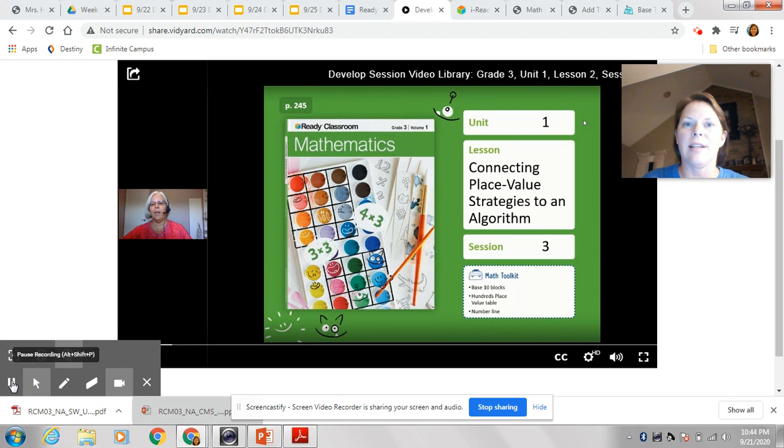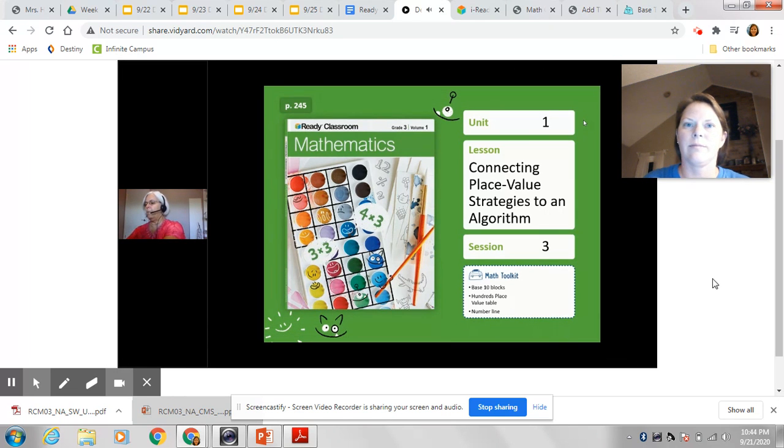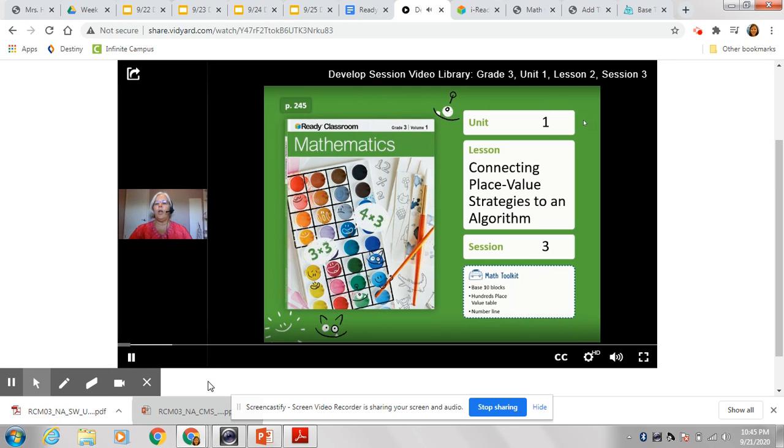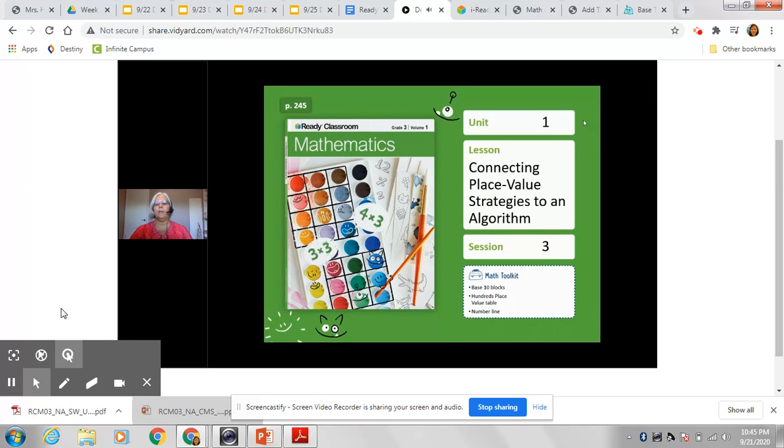Our lesson is Lesson 2, Session 3, and we will be connecting place value strategies to an algorithm. Today we're going to be starting on page 37 in your student work text. You will also need paper and pencil. You may want base 10 blocks or a hundreds place value chart.